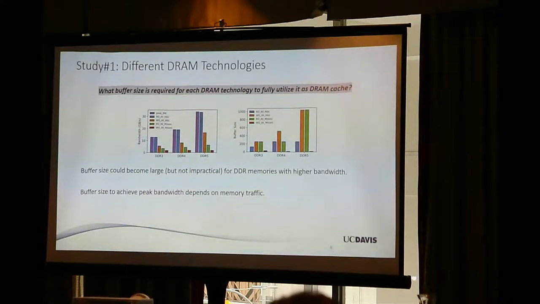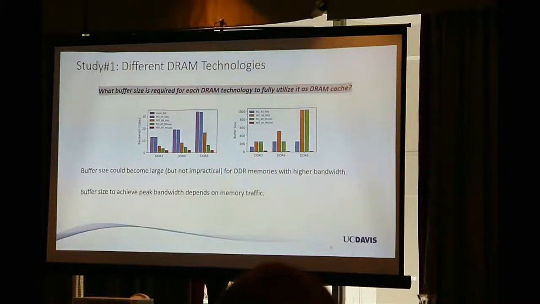For the first case study, we were trying to use different memory technologies, different DDRs, as the cache, and we wanted to see what's the minimum buffer size that we require to fully utilize that memory technology as a DRAM cache in our system. We had this idea that, for example, memory technologies that give higher bandwidths probably need more buffer entries to reach the peak bandwidth. And we wanted to see whether that's the case or not and what happens for different types of traffic patterns.